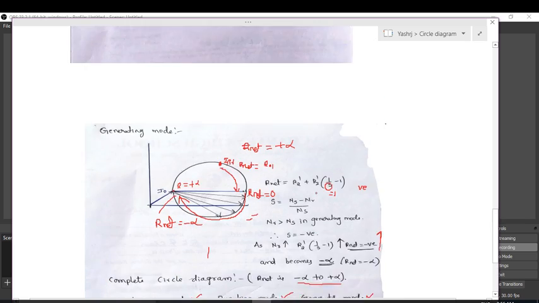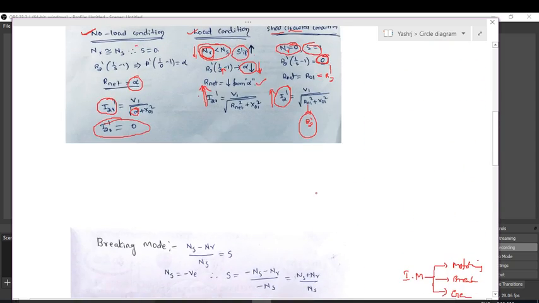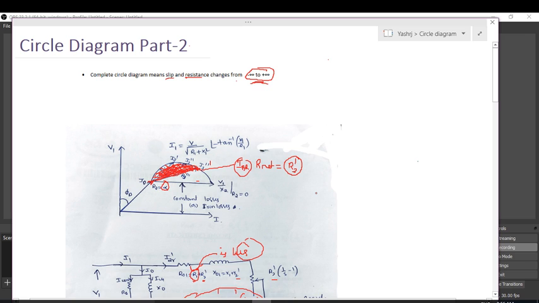This is the complete circle diagram of an induction machine. So this is all about the induction motor. After watching the part 1 video, we can understand the part 2 video. It is very difficult to understand the part 2 video without part 1.